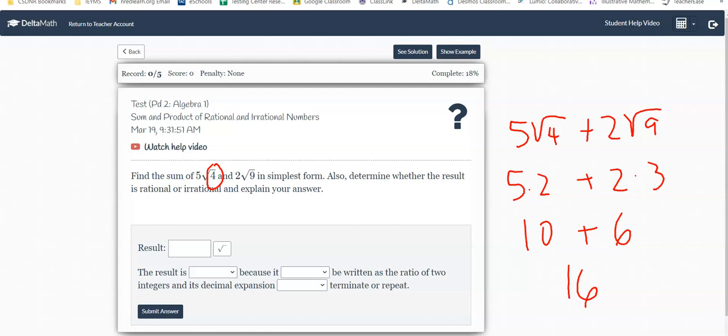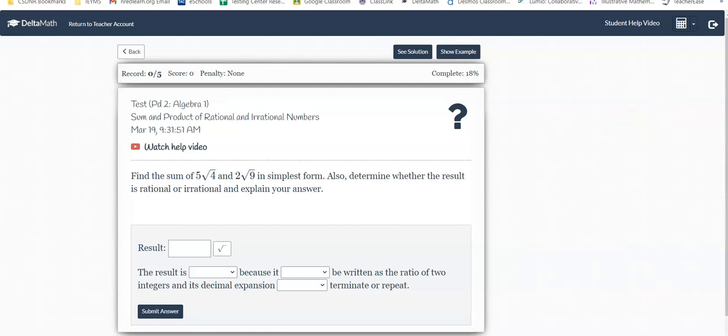Okay. If your answer is a whole number, it's definitely rational. So we've got 16. Here's our answer. The result is rational. And if it's rational, all of these are true, right? It can be written as a ratio of 2 integers, and it does terminate.